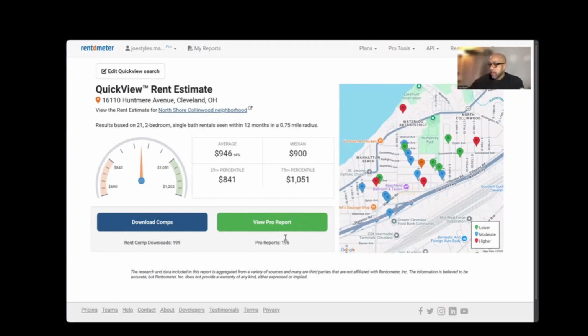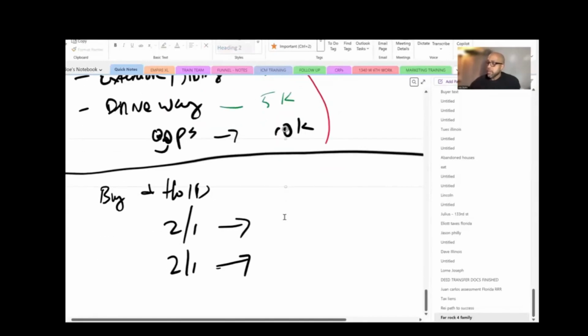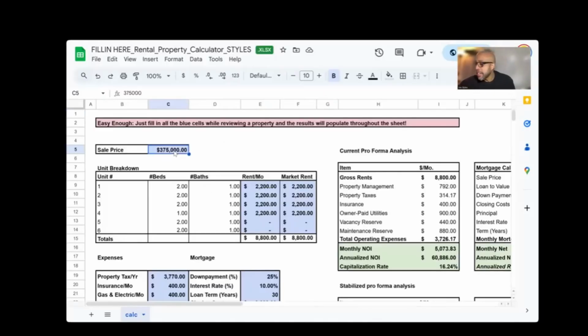All right, so buy and hold, 2-1. Let's do this. I'm just looking at 900 a pop. So that's 1,800. Let's do it. All right, so let's put this in. I'm going to put the regular number, 85,000. Is that the number he wants? Yeah, I believe so. I'll just put these numbers in.